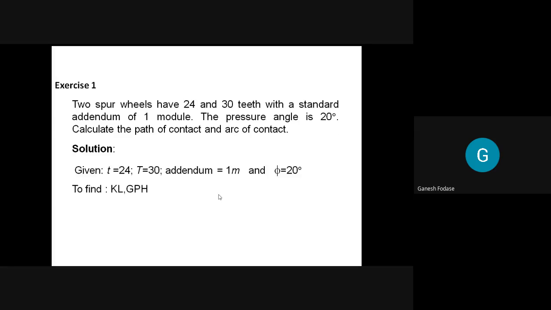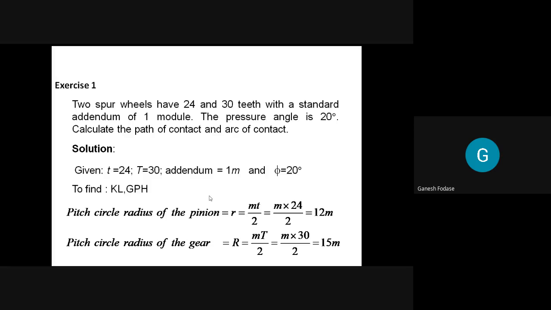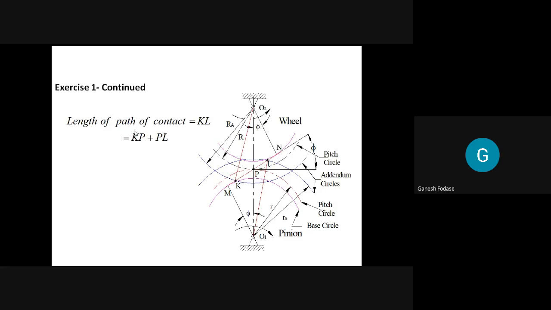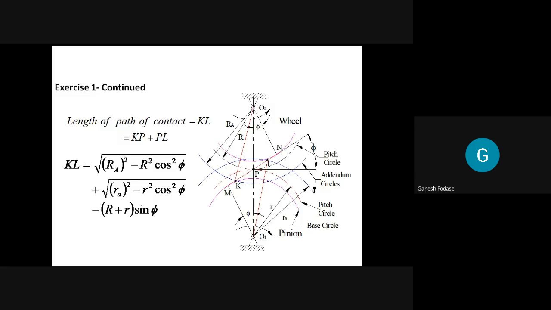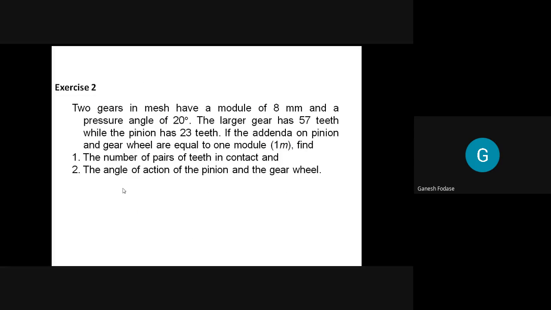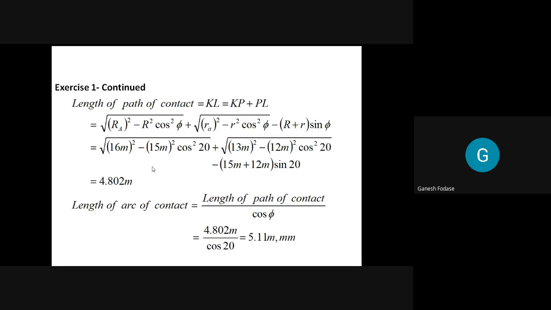We've seen straightforward numericals to determine the different parameters like arc of contact and path of contact, provided that teeth, module, and pressure angle are given. Simply, it is just straightforward. In the first step, determine pitch circle radius. Then determine addendum radius. Next, we can use the formula of length of path of contact in terms of KP and PL. So we can find out KP and PL, and then we can determine KL. Once path of contact is known, we can determine arc of contact using this formula. So first determine length of path of contact, length of arc of contact, and then contact ratio if asked. Likewise, straightforward numericals.